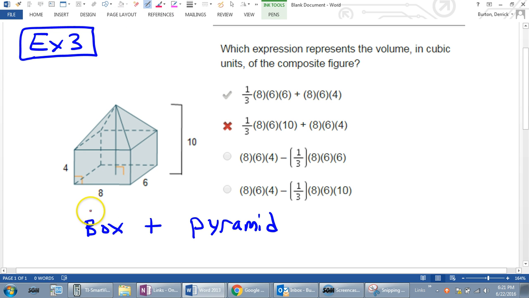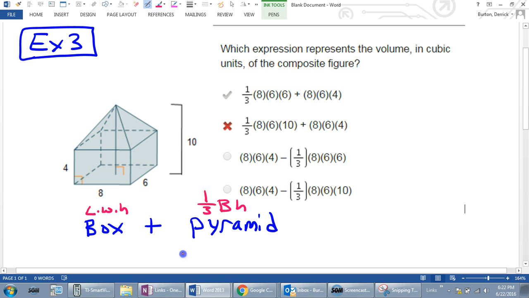The volume of the box is going to be length times width times height. So that's going to be super simple. The volume of the pyramid is going to be 1/3 the area of the base times the height. So for the box, the volume is length times width times height. So that's going to be 8 times 6 times 4. So there's the volume of the box. Does that make sense? Yeah.